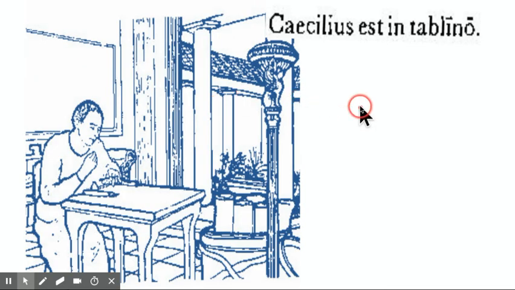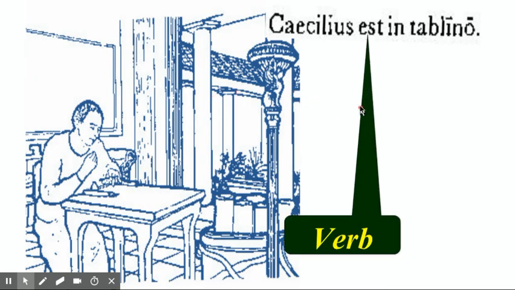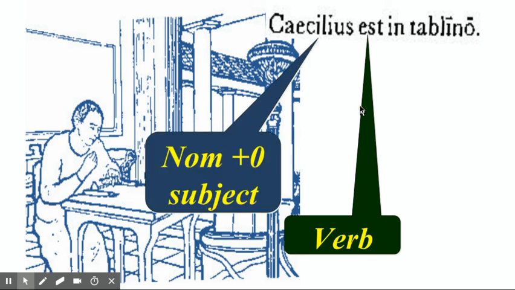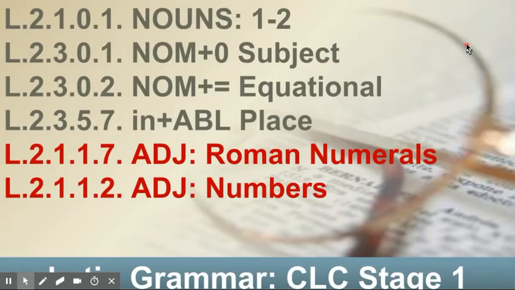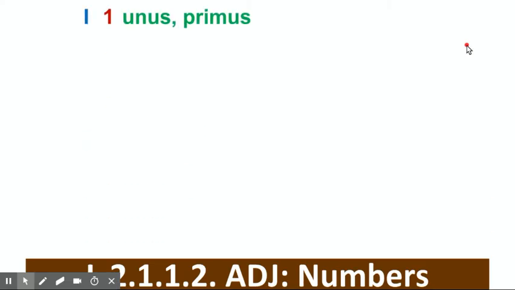So we start with what? The verb. What's the verb? Est, is. Who is? Always go to the subject phrase first, not after you find the verb. Nominative plus no other signals, subject phrase. Caecilius is where? In tablino, in plus ablative. Ablative case, place phrase.